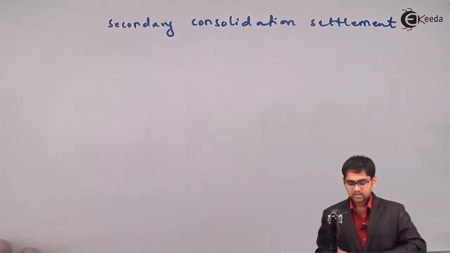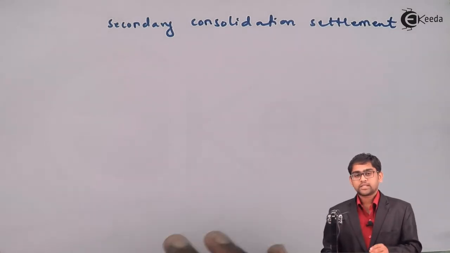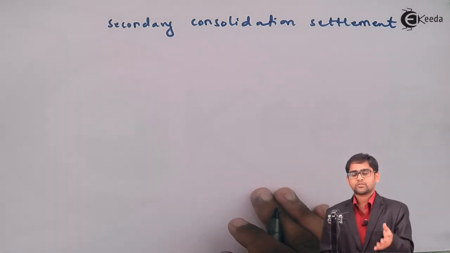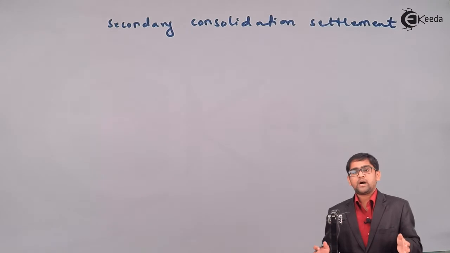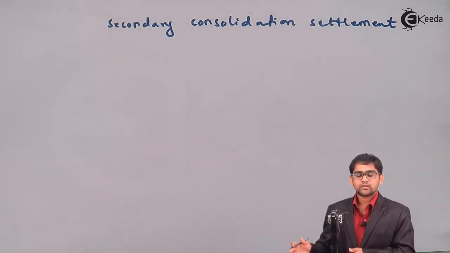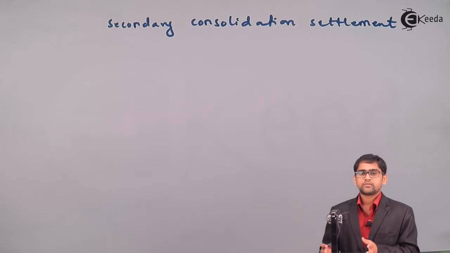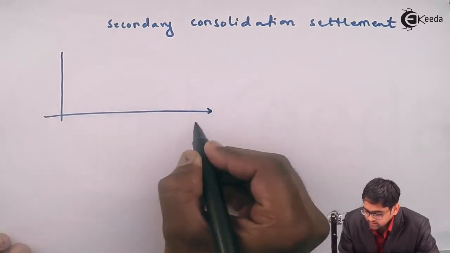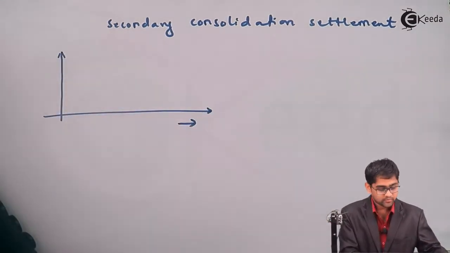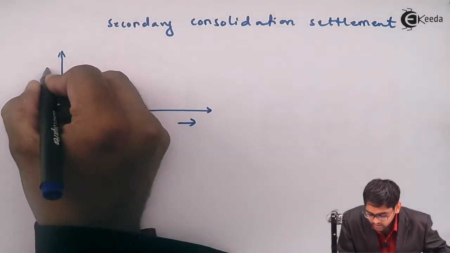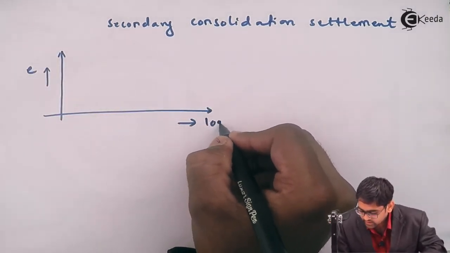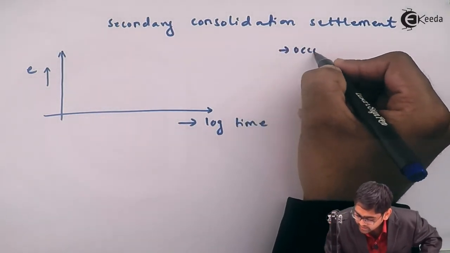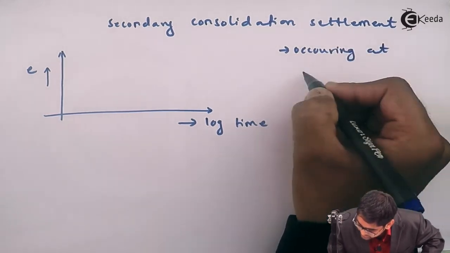So if you recollect, the components of the total settlement are divided as immediate settlement, which occurs immediately after the application of the load, and the second part is the primary consolidation settlement, which is a much bigger part in case of clay soil, and the secondary consolidation settlement, also called the creep settlement, which is very important in case of organic soils, and that particular settlement is calculated from the lab test. But for that you need to plot a graph of the void ratio versus the logarithm of time, because this secondary consolidation settlement is occurring at constant effective stress.